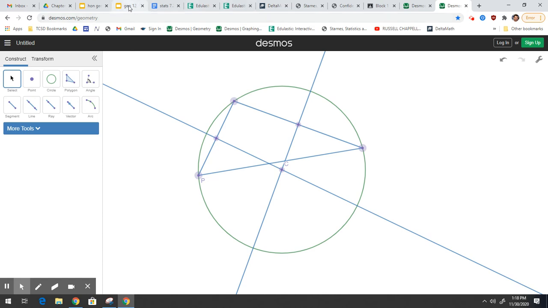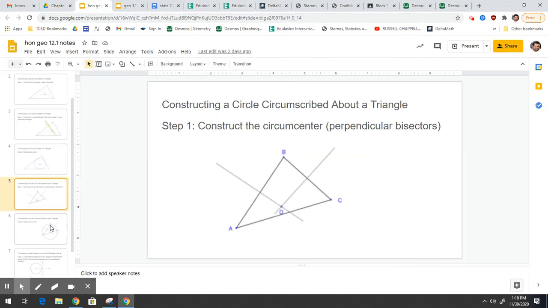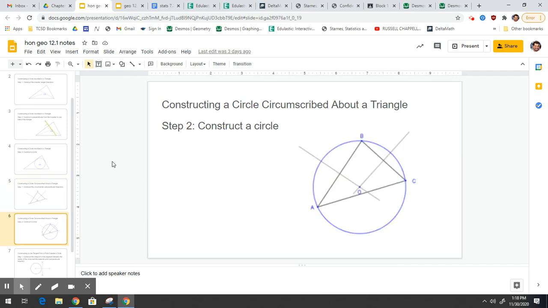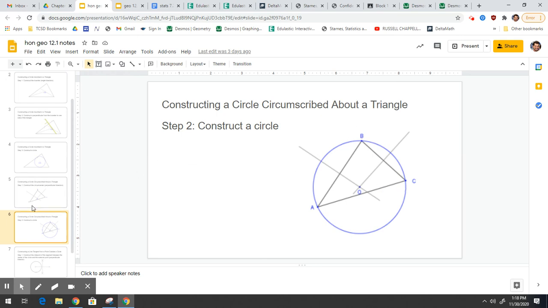All right. And again, if we look at the notes here, right? So step one, construct the circumcenter, which is the perpendicular bisection. Notice this one is inside the figure because it's an acute triangle. And then there's your circle that goes about the triangle, all three vertices in the circle.